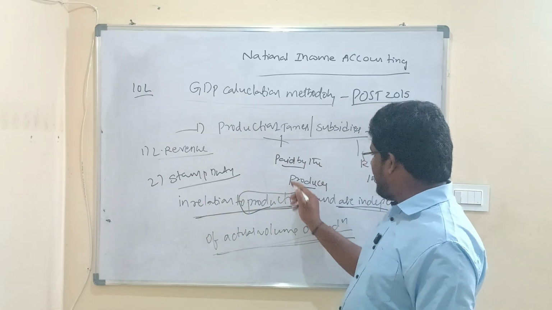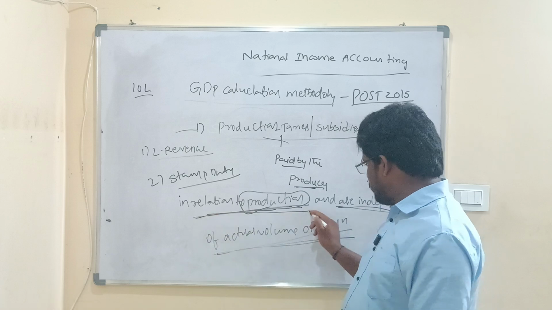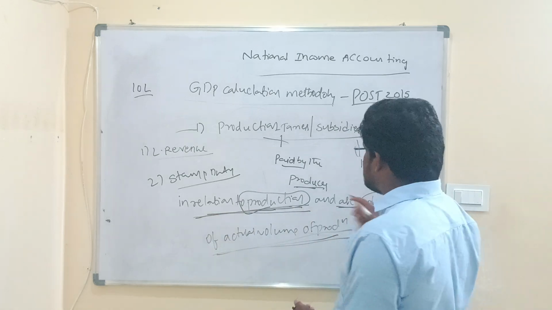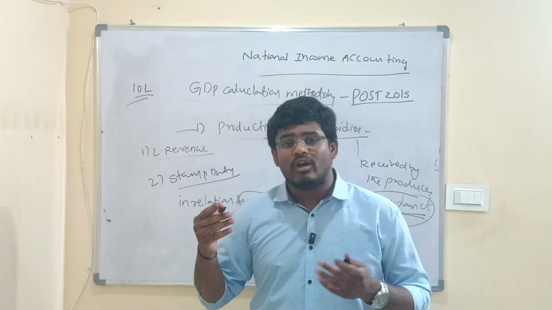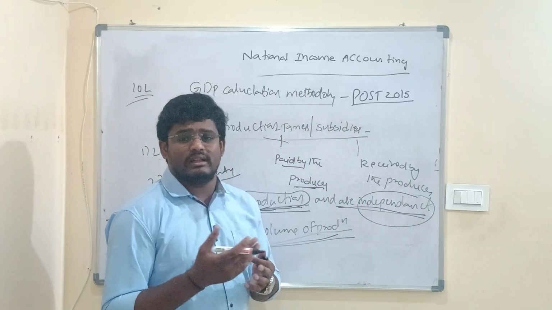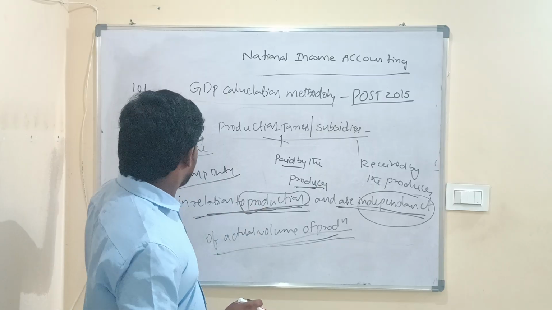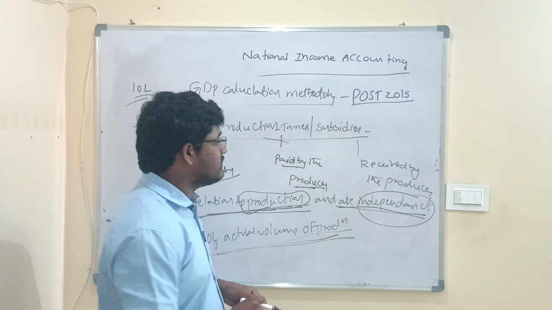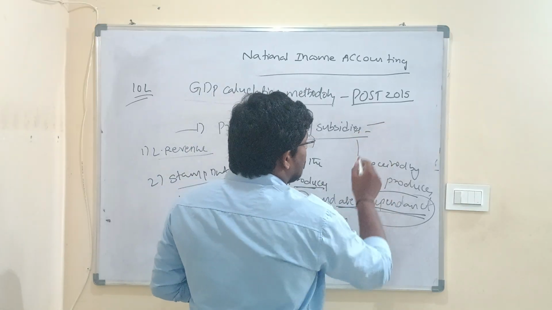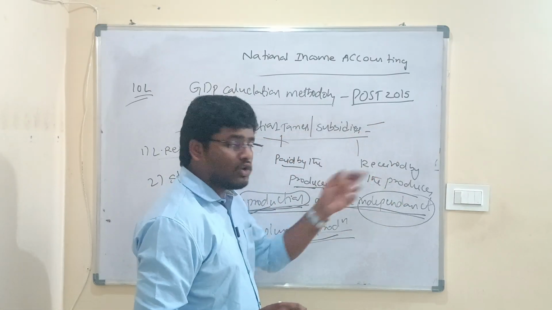So it is being paid by the producer in relation to production, and this tax is being paid by the owner of the car making company irrespective of the amount of cars which the company produces. So these are production taxes. Now let us go for production subsidies. Now what are production subsidies? Production subsidies are received by the producer.